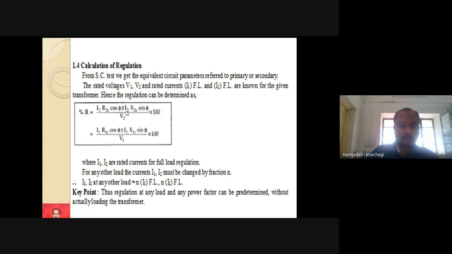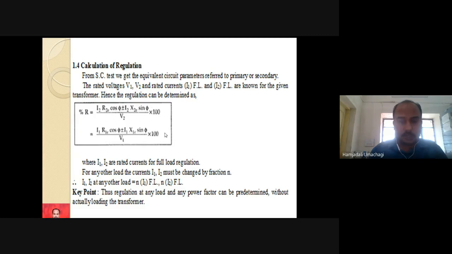Now to calculate the regulation, you can see that I am going to make use of the formula with R2E and X2E. And from where are you going to get these R2E and X2E values? Using which test are you going to get the information? Is it OC test or SC test? SC test, very good.